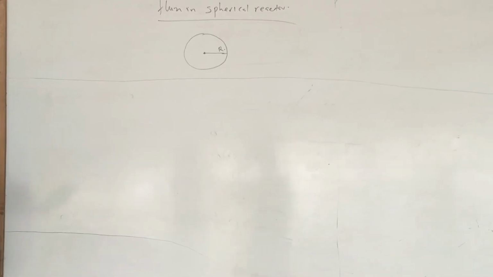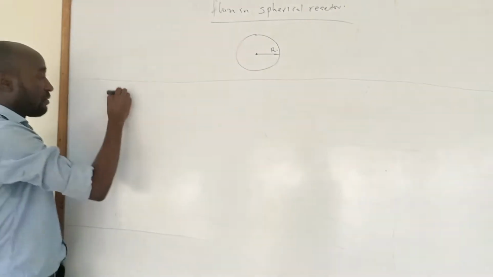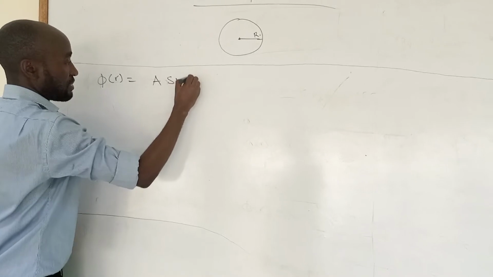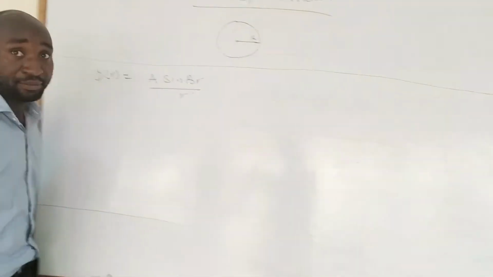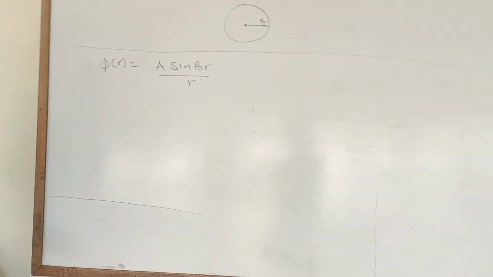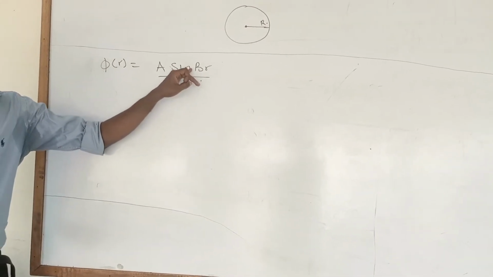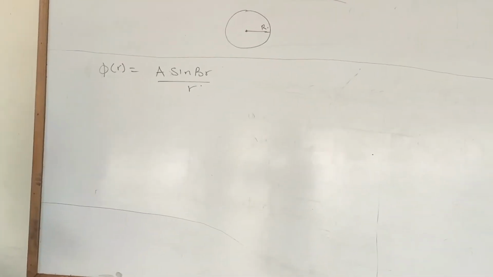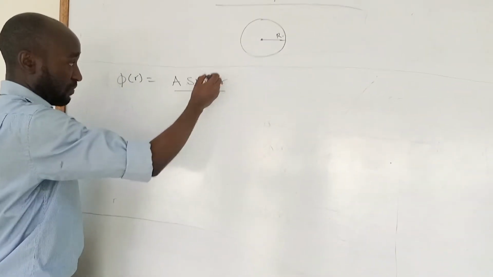From the calculation of the last class for the spherical reactor, we have gotten our phi, which is a function of r, to be equal to A sine Br over r. Now, we are still having an issue because we've not finished. This B, we are going to get it. We've had something like this before.